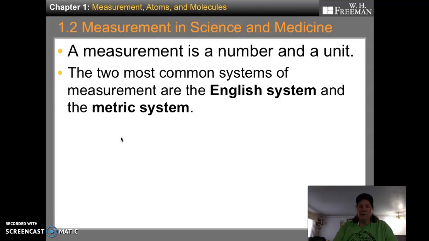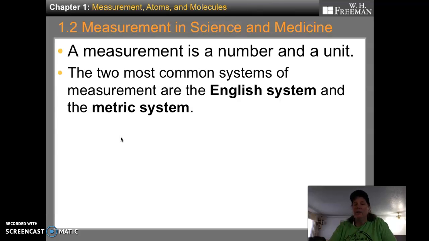So in science, we always use the metric system, for 2 reasons. First of all, it's way easier to use. When you convert, all you do is multiply by 10, 100, 1,000. You just move the decimal a little bit. Think about the English system: there's 12 inches in a foot, but 3 feet in a yard and 5,280 feet in a mile. It's not a very good system. It's not very convenient to use. Whereas in the metric system, everything's based on units of 10. So it's much easier to use.